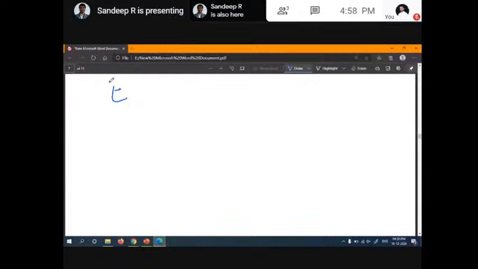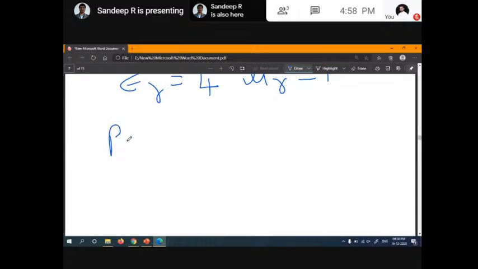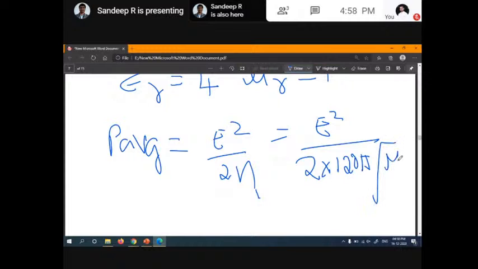So E is given, E is equal to 1 volt per meter. Epsilon r is given as 4 and it is a non-magnetic medium, so mu r is 1. The average power density is given by E square by 2 eta. So E square divided by 2 into eta. 120 pi is for free space, so eta can be written as 120 pi into root of mu r by epsilon r.